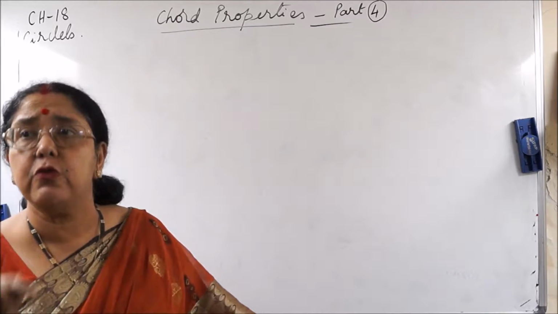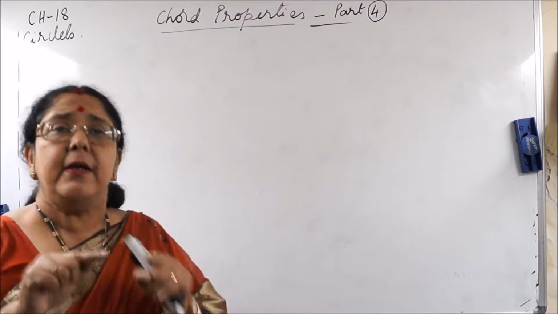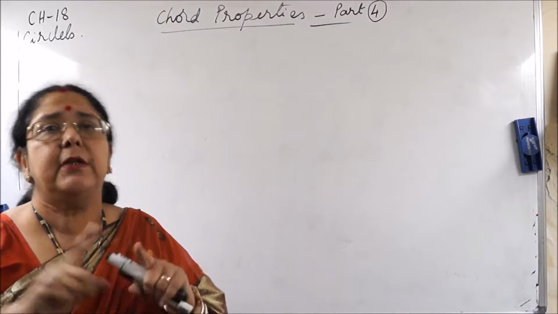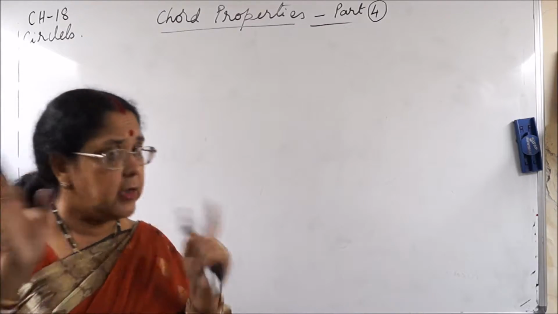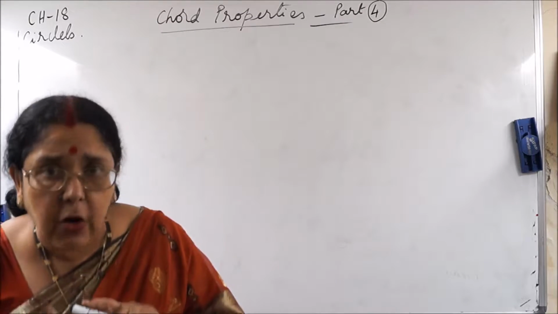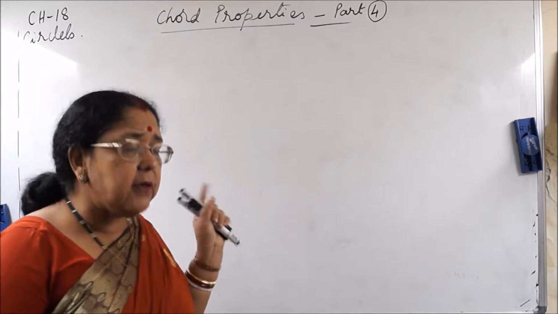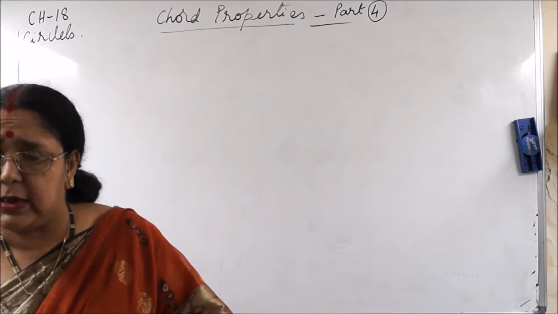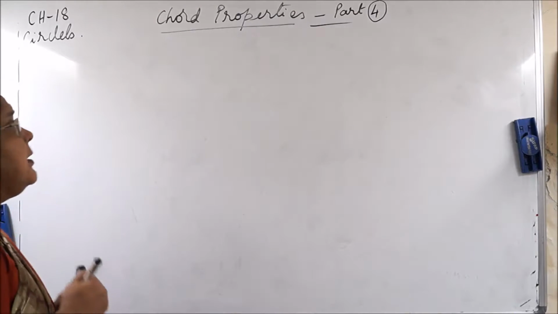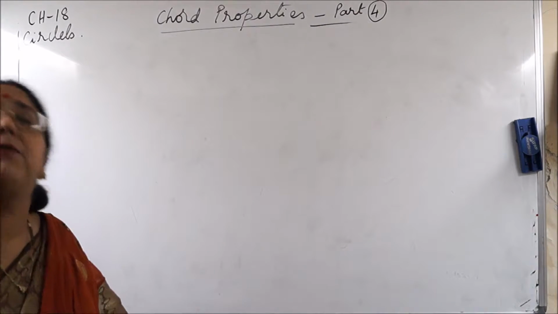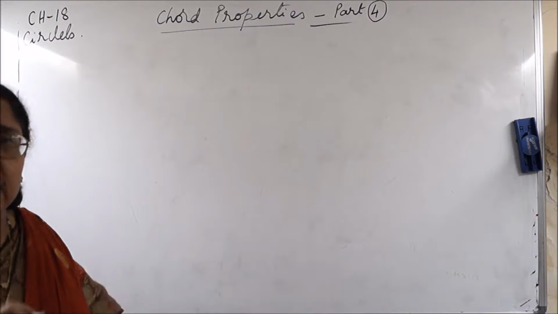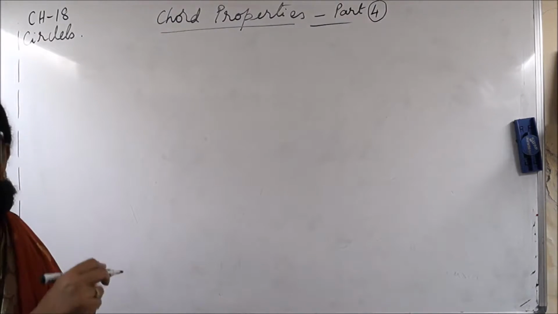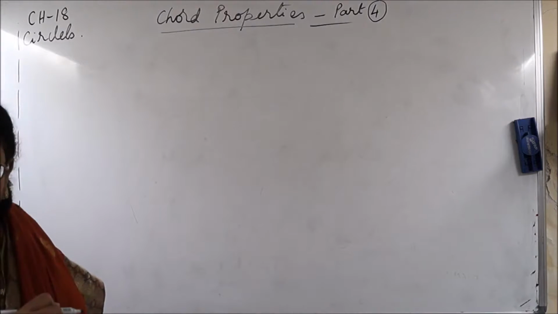So that means if you know that the chords are equidistant from the center of the circle, then you can conclude that the chords are equal. Can you understand now the converse part of it? Earlier we have learned equal chords are equidistant from the center of the circle. Now we will learn that chords which are equidistant from the center of a circle are equal. Here we know the chords are equidistant, and we will verify whether the chords are equal or not.